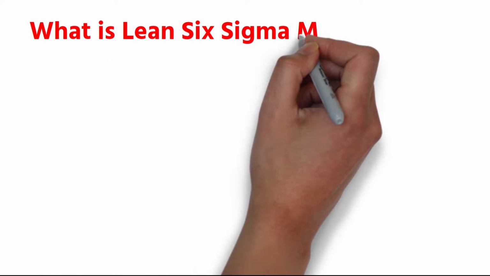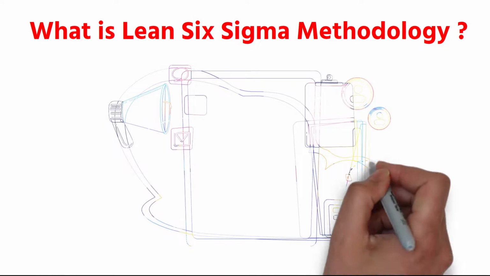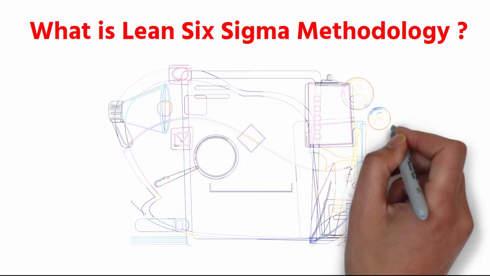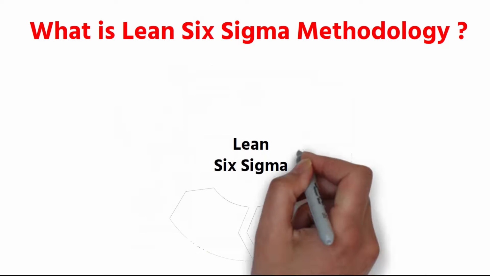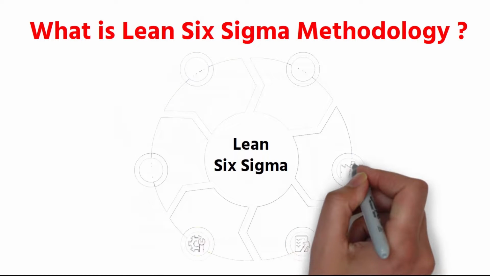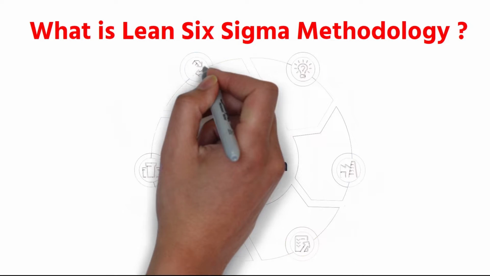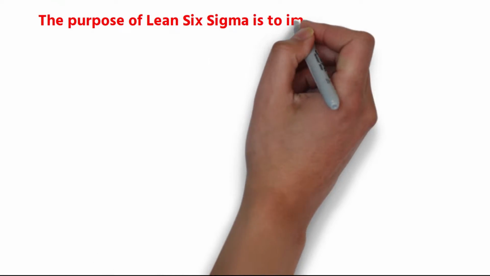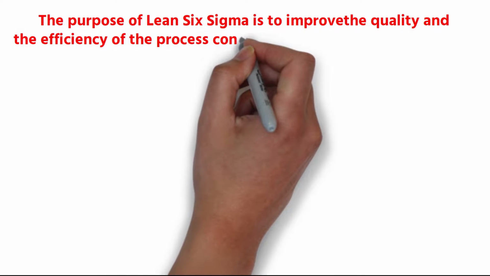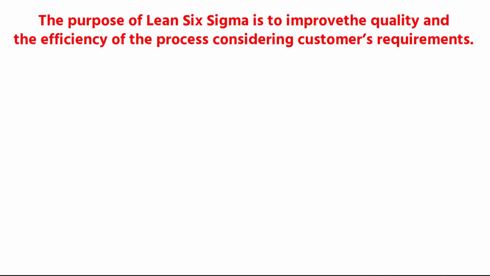What is Lean Six Sigma methodology? Six Sigma principles provide a framework to improve the quality of a process or product. Lean Six Sigma is a technique that combines the methods of Lean and Six Sigma to eliminate the 8 kinds of waste in order to improve performance. The purpose of Lean Six Sigma is to improve the quality and the efficiency of the process considering customers' requirements.